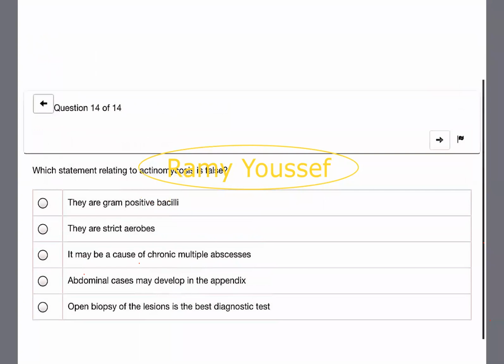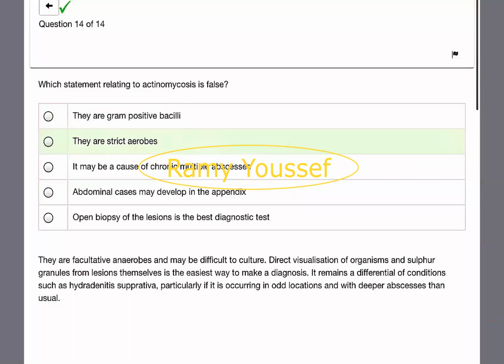Okay, this is a silly question. This is anaerobic. Why not? Yes, B, anaerobic. This is an anaerobic organism. The question would come like this, by the way. Actinomycosis is an anaerobic organism, a Gram-positive anaerobic organism.